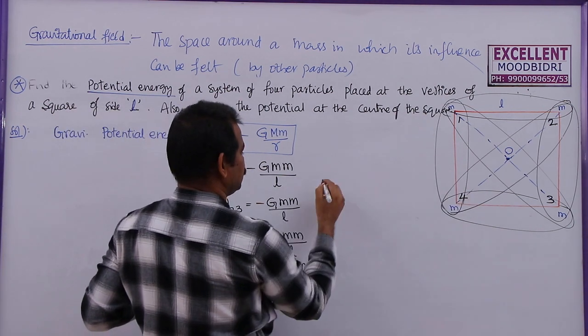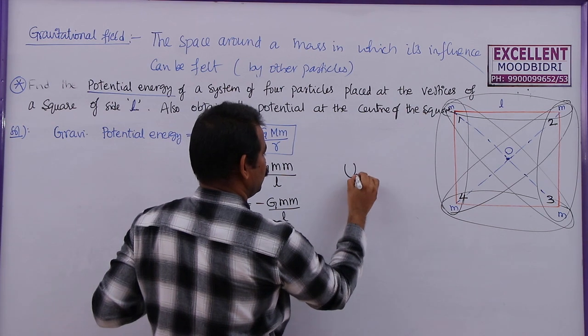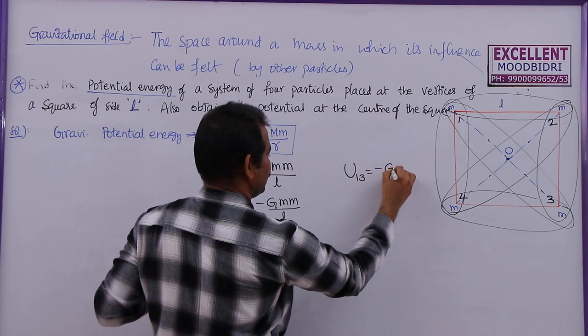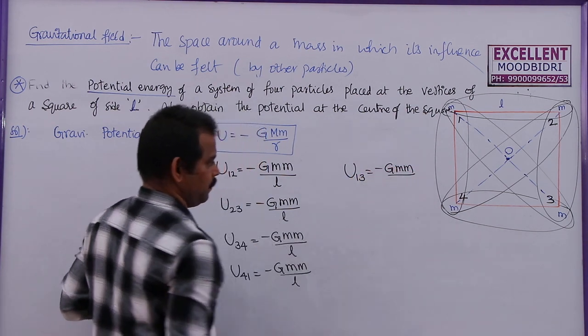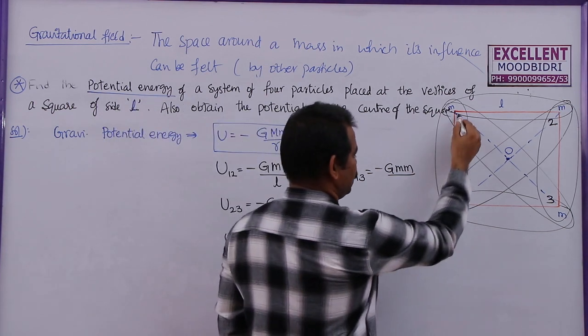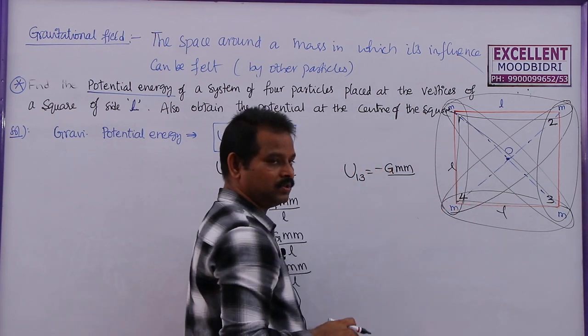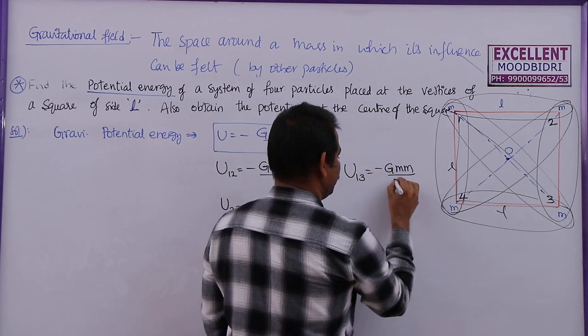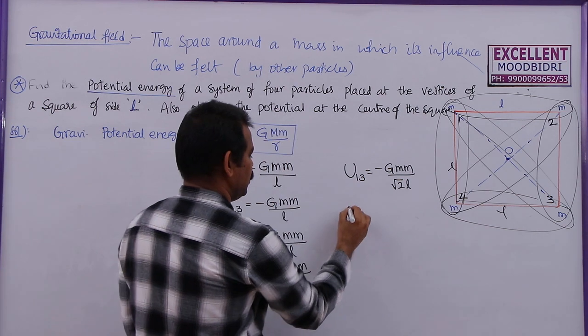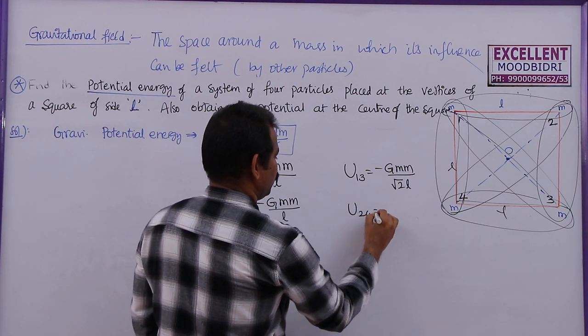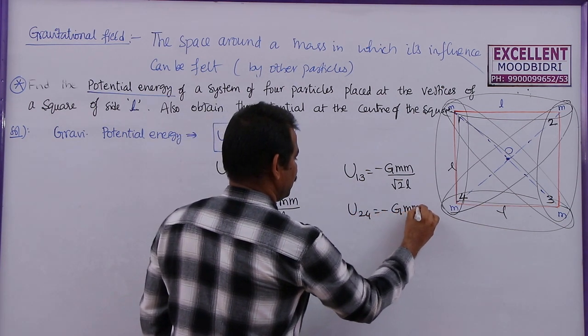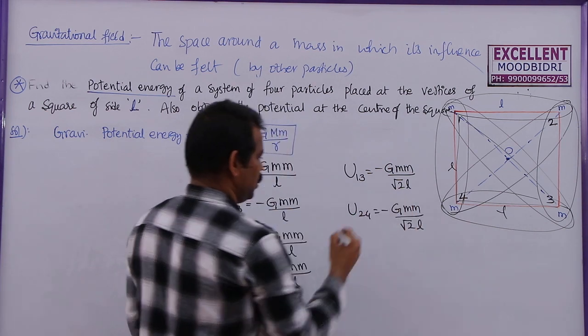Now the diagonal opposite corners. So U 1, 3 is going to be minus G m square by... We know that this is a right angle triangle. If the side is L, this will become root over L square plus L square, 2L square, root 2 L. So this will be root 2 L. Similarly U 2, 4 is also minus G m square by root 2 L.